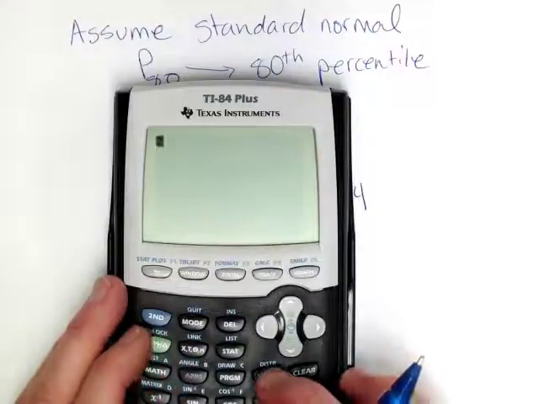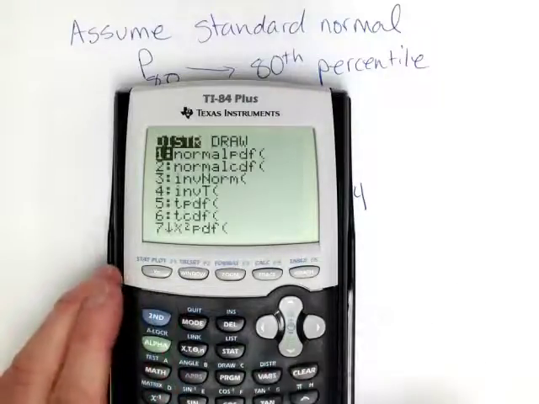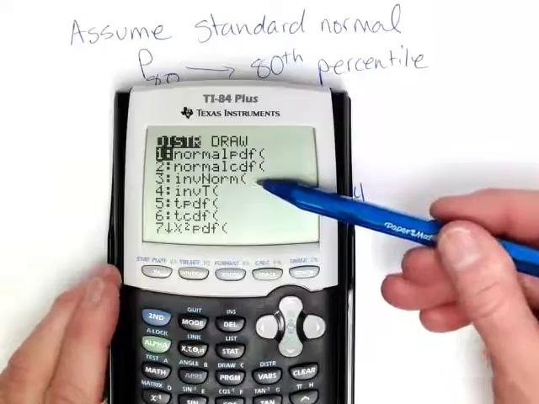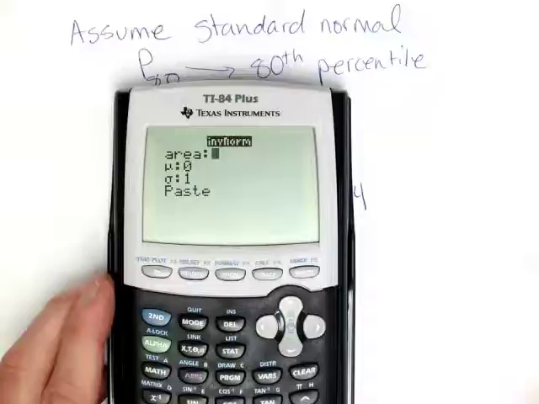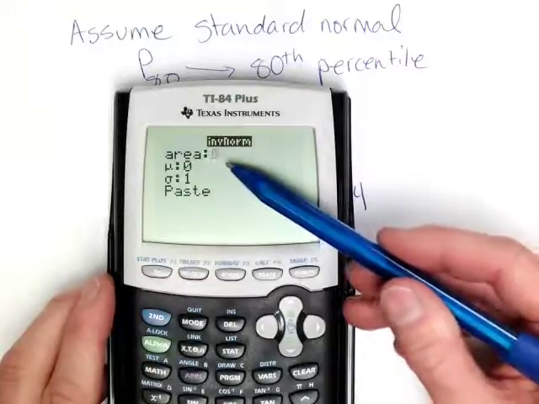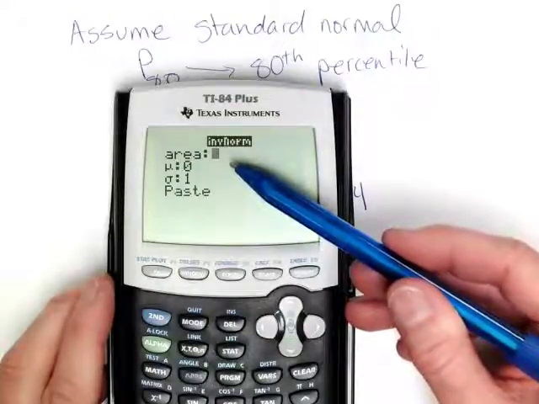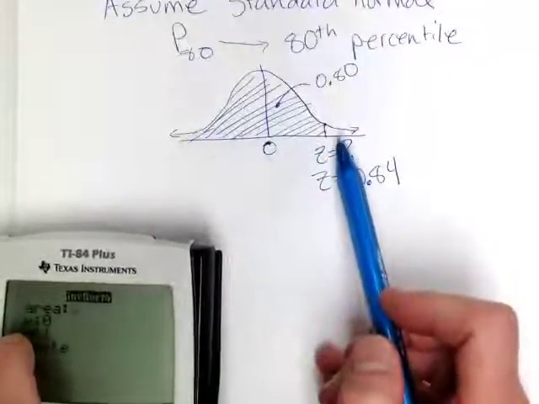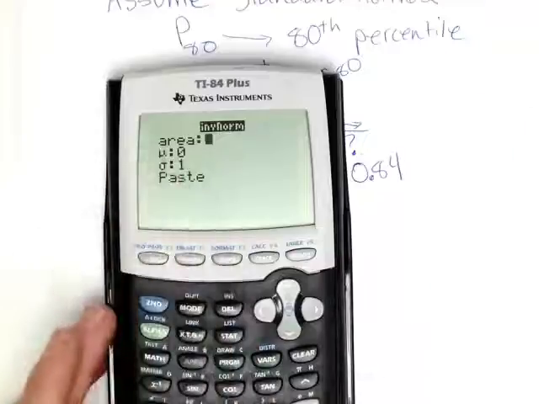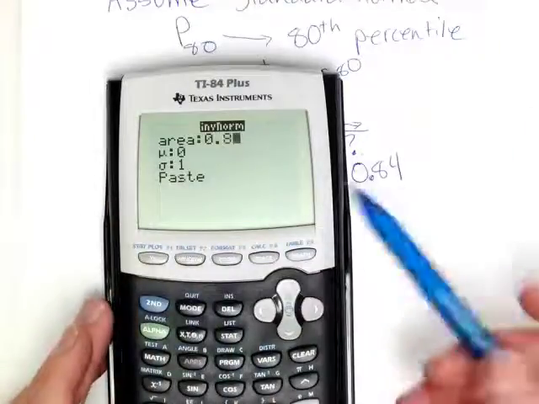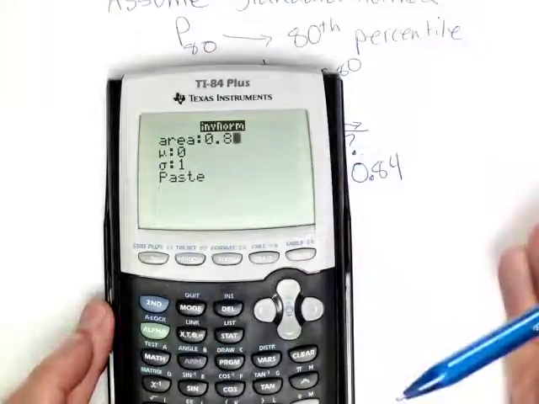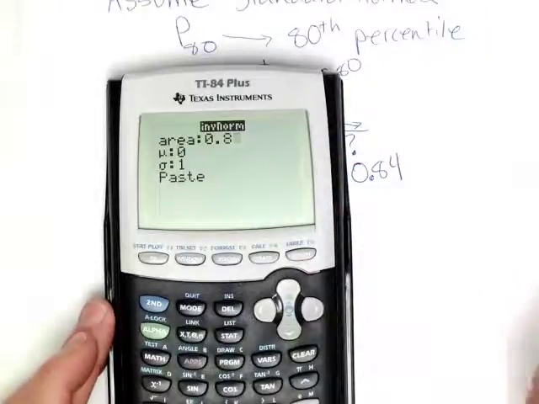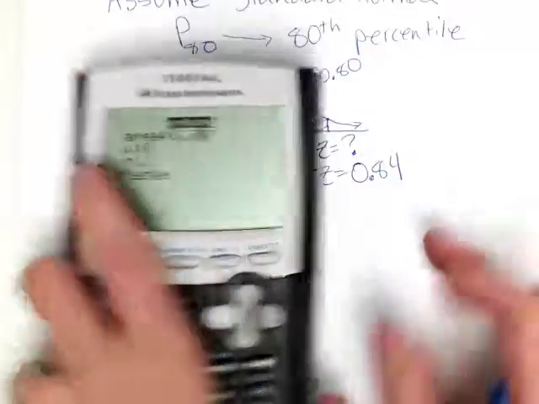On the calculator, again, I want to go to my distribution menu, and my third choice here is inverse norm, and that stands for the inverse normal function. It's expecting a cumulative area from negative infinity up to the z-score in question. My cumulative area given in this problem is 0.8, so I want to put in 0.8. And then I want to leave mu and sigma alone. It defaults to standard normal because I'm working with the standard normal distribution in this case.